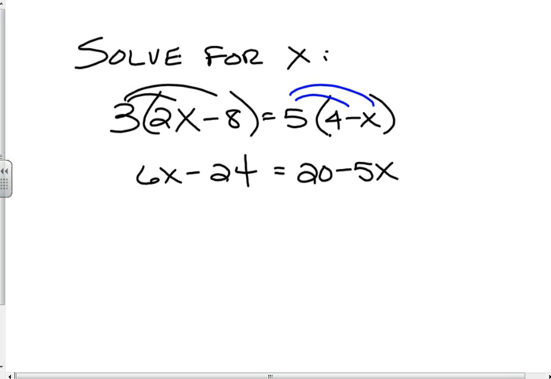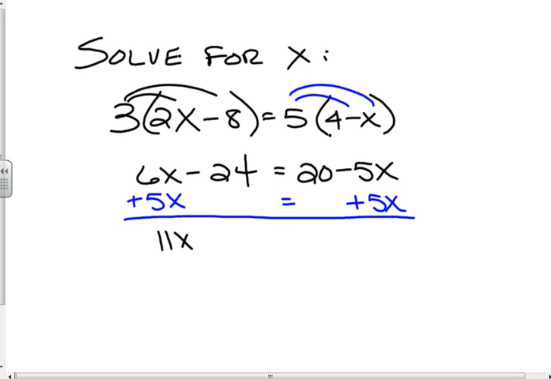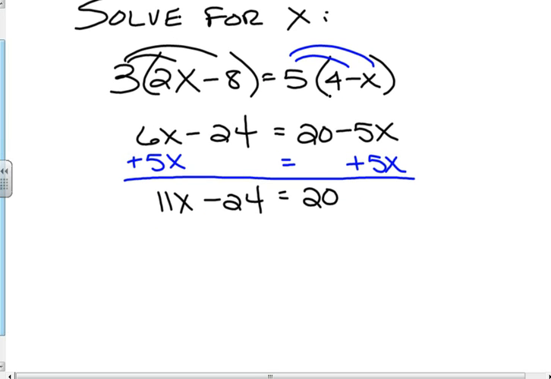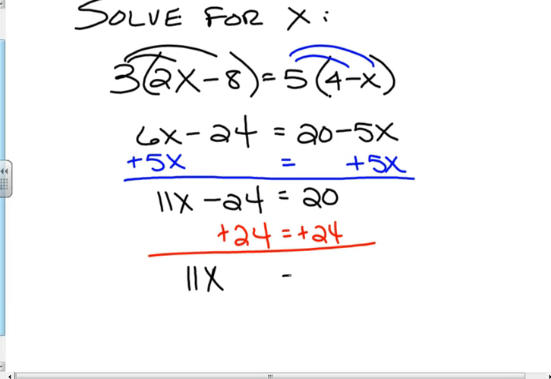Now you're ready to split up teams. It doesn't make any difference if x is on the left or the right. Most of you were moving the x to the left, though, so we're going to go with that idea. So that means I want to move the negative 5x to the left, so we're going to have to add it. Whatever sign that is, during the moving right to left, that's always add and subtract. So we're going to add 5x to both sides. So we're going to get 11x minus 24 equals 20. Add the 24 to the other side. So you get 11x is equal to 44.